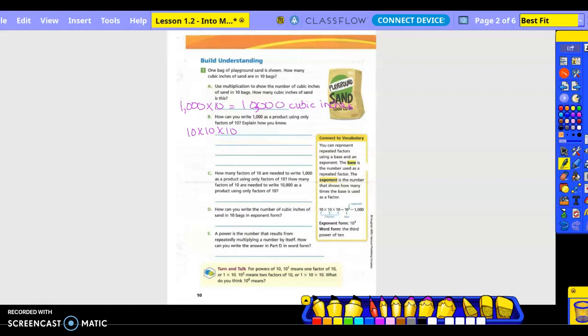How many factors of 10 are needed to write 1,000 as a product? So we said how many? 3 factors of 10, right? Answers the first question. Okay, and then how many factors of 10 are needed to write 10,000? 4.